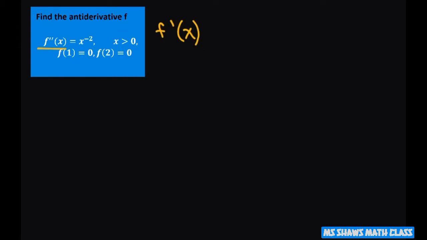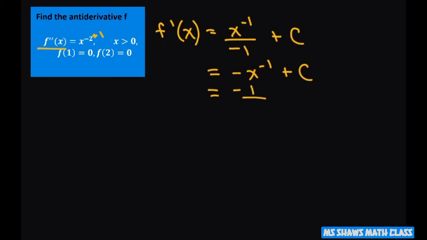So I'm going to add 1 here. So this is going to be equal to x to the negative 1 divided by negative 1, and then you add your c. So this reduces to negative x to the negative 1 plus c, and this actually equals negative 1 divided by x plus c. So that is your first derivative.